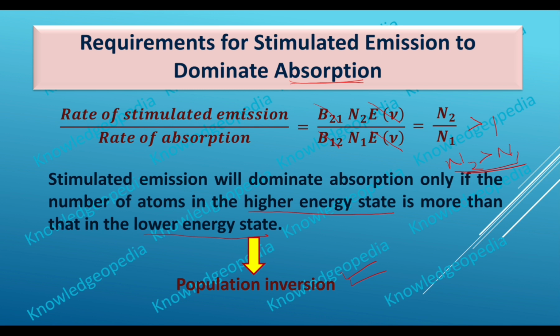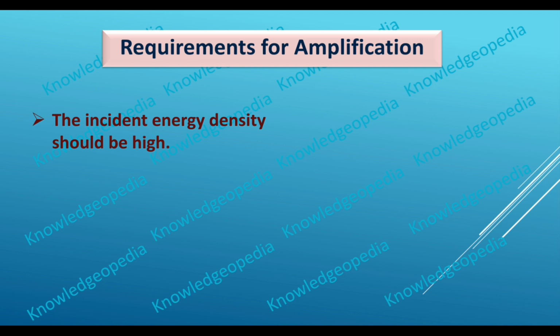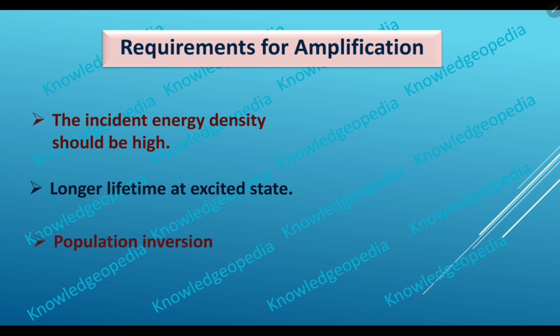Okay, so to summarize, what are the requirements we got? The first requirement is that the incident energy density should be high. At the same time, if we have a longer lifetime at the excited state, that will increase the probability of stimulated emission. Now coming to the third condition, that is population inversion. So these are the requirements to be fulfilled to get light amplification in the case of a laser.